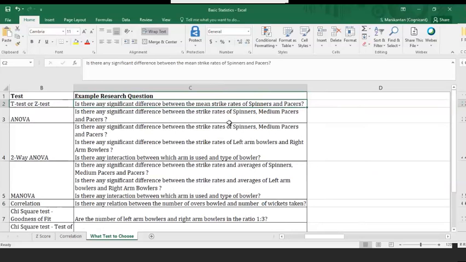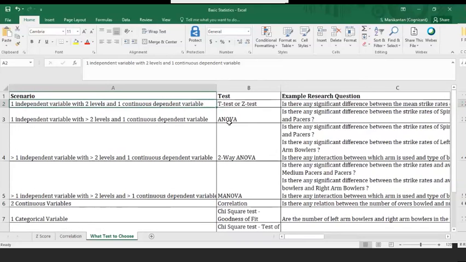As you can see, there is one independent variable here, which is the type of bowler. Is he a pacer or a spinner? Those are my two levels. And one continuous dependent variable, which is the strike rate. So I want to know if there is any significant difference between the strike rates of spinners and pacers. So we go for a t-test or z-test to answer such a question.